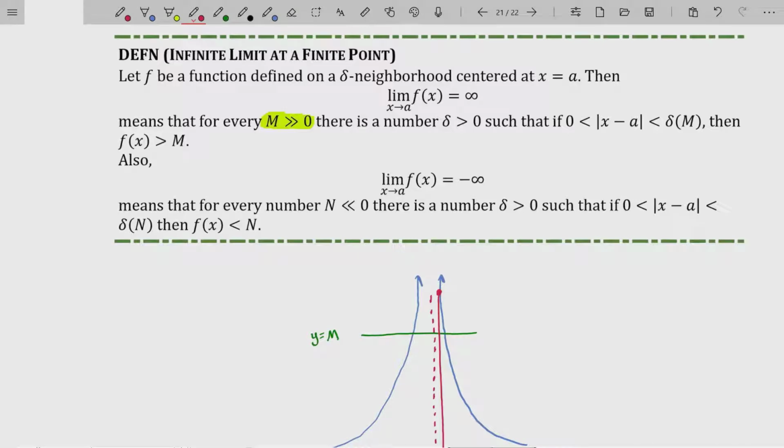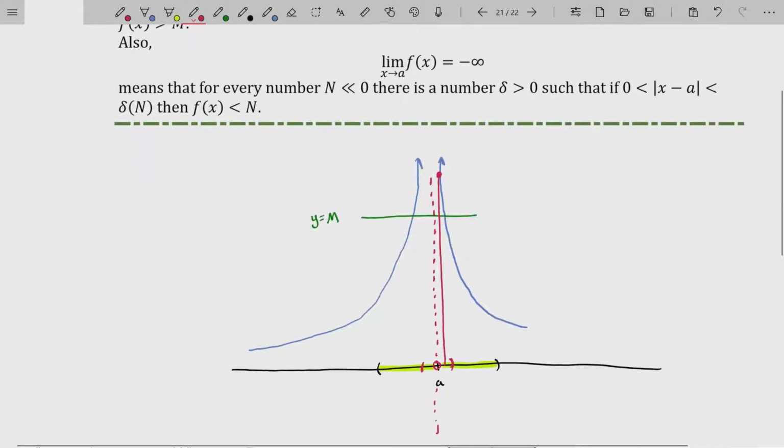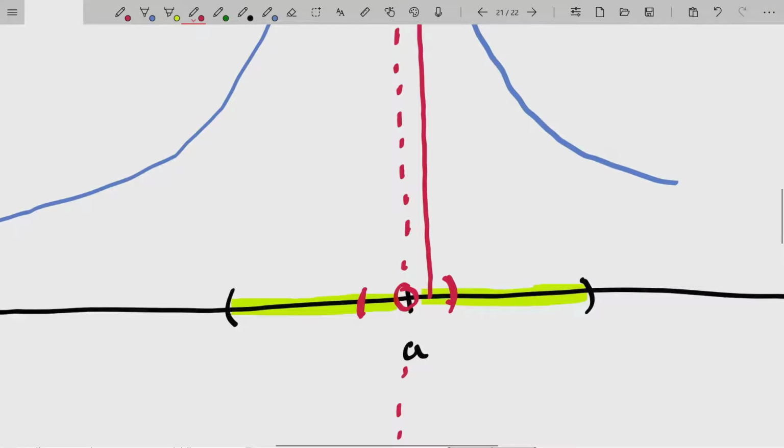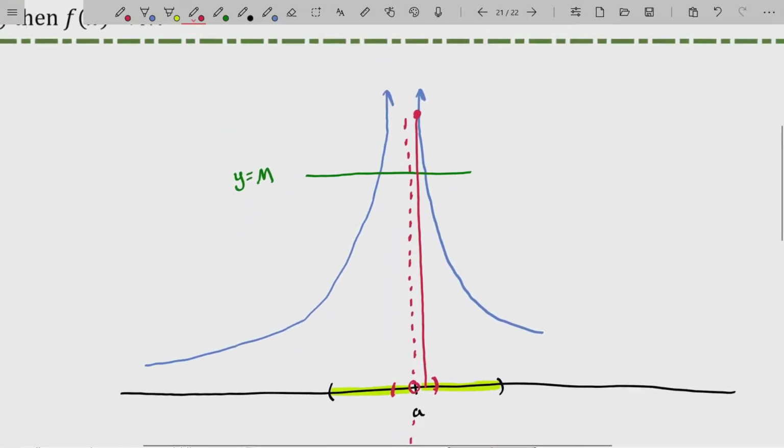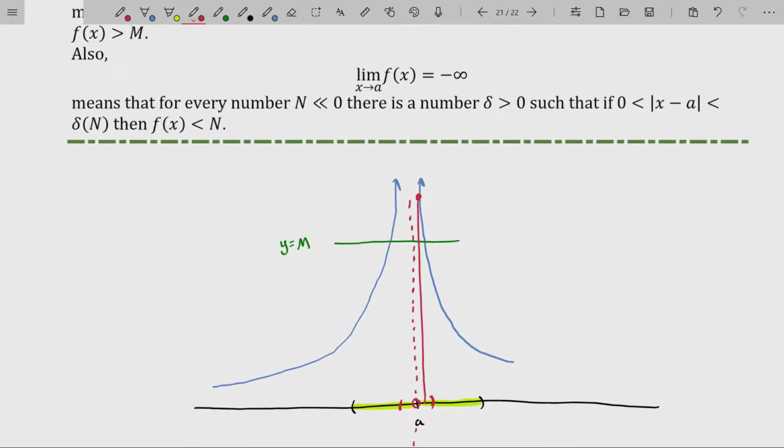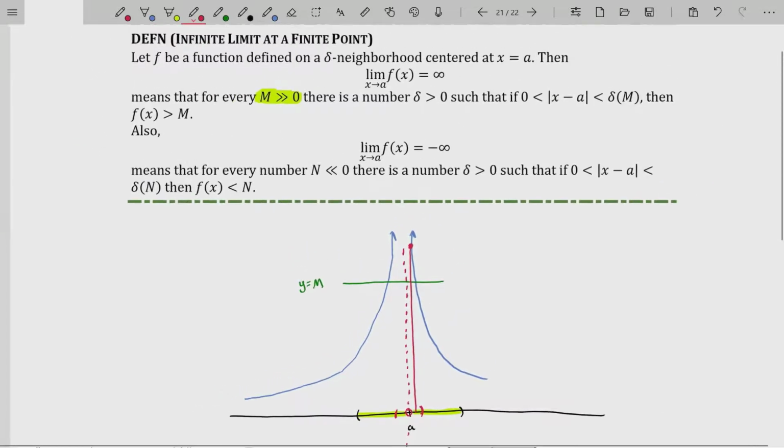So limit as x approaches a of f of x is equal to infinity means somebody's going to walk in the room and say a billion. I bet you can't make the y values greater than a billion. Well, maybe you can. Create a small enough delta neighborhood about your center, and you might be able to get the y values, the function values, above that height of a billion that they've challenged you with.